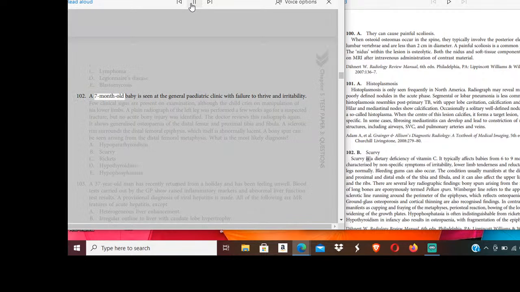102. A 7-month-old baby is seen at the general pediatric clinic with failure to thrive and irritability. Few clinical signs are present on examination, although the child cries on manipulation of his lower limbs. A plain radiograph of the left leg was performed a few weeks ago for a suspected fracture, but no acute bony injury was identified. The doctor reviews this radiograph again. It shows generalized osteopenia of the distal femur and proximal tibia and fibula. A sclerotic rim surrounds the distal femoral epiphysis, which itself is abnormally lucent. A bony spur can be seen arising from the distal femoral metaphysis. What is the most likely diagnosis? A. Hypoparathyroidism. B. Scurvy. C. Rickets. D. Hypothyroidism. E. Hypophosphatasia.